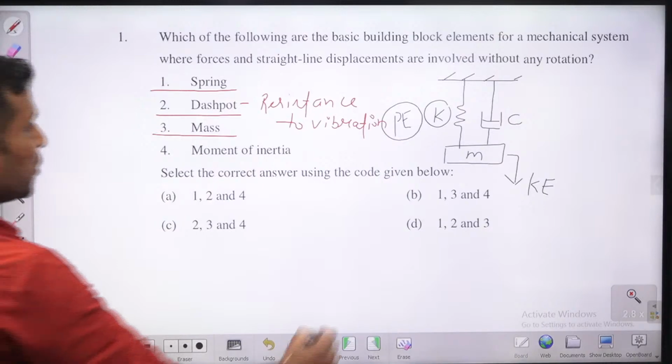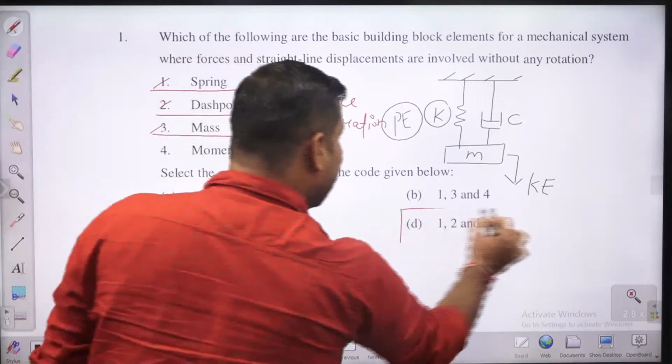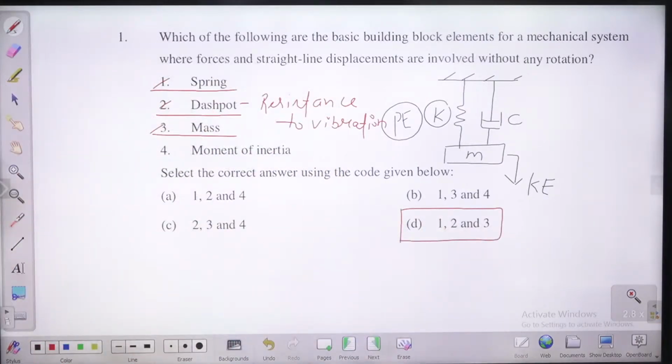So what will be the answer, guys, for this question? D is the right answer. D क्या हो जाएगा बच्चों? This is the right answer.